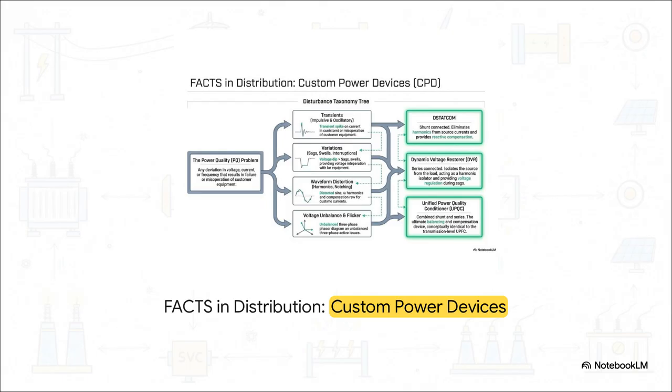The DStatCom eliminates harmonics and unbalance. The Dynamic Voltage Restorer, or DVR, isolates the load from variations like sags. And the Unified Power Quality Conditioner, or UPQC, handles everything as the ultimate balancing act.